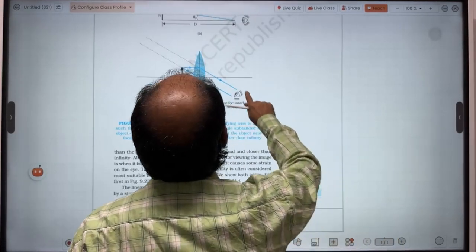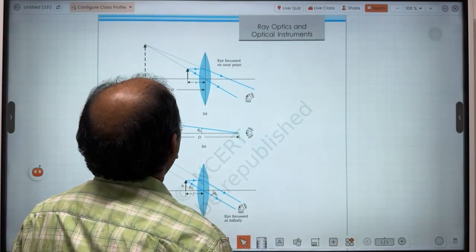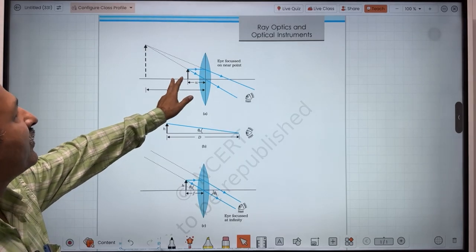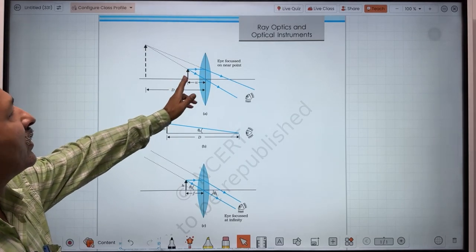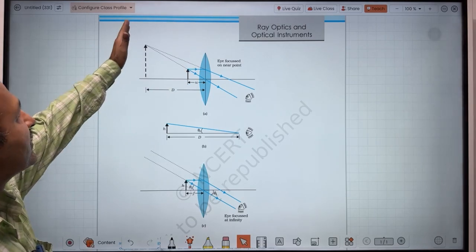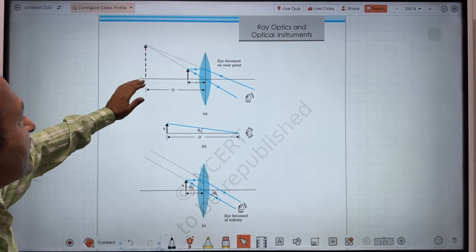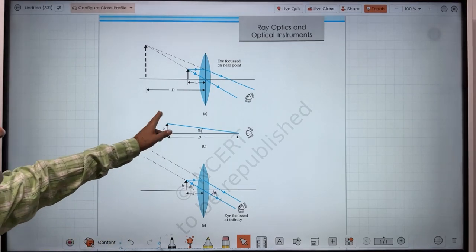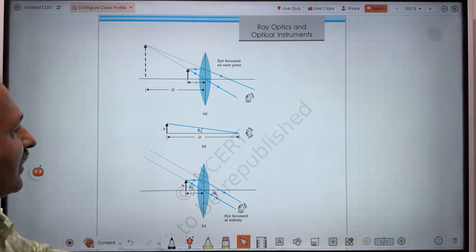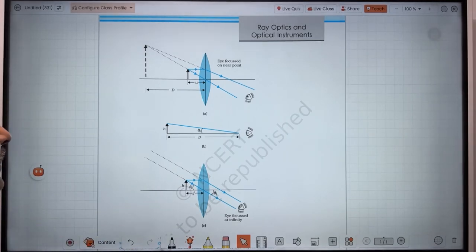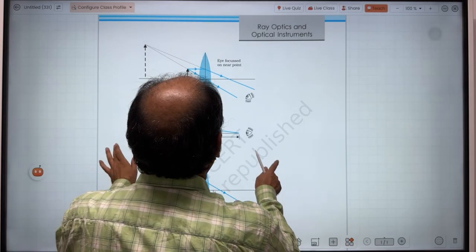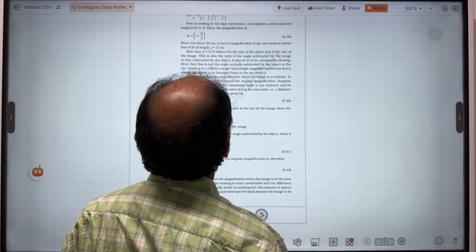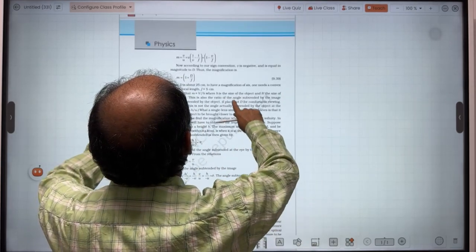Here the diagram of a simple microscope is shown. The object is placed between the focus and the pole. So its virtual and erect image is formed at the least distance of distinct vision, right? And here when the object is at the focus, then its image will be formed at infinity. So we deal with two situations, and we will find the expression for each one. And you know that the least distance of distinct vision is 25 centimeter.